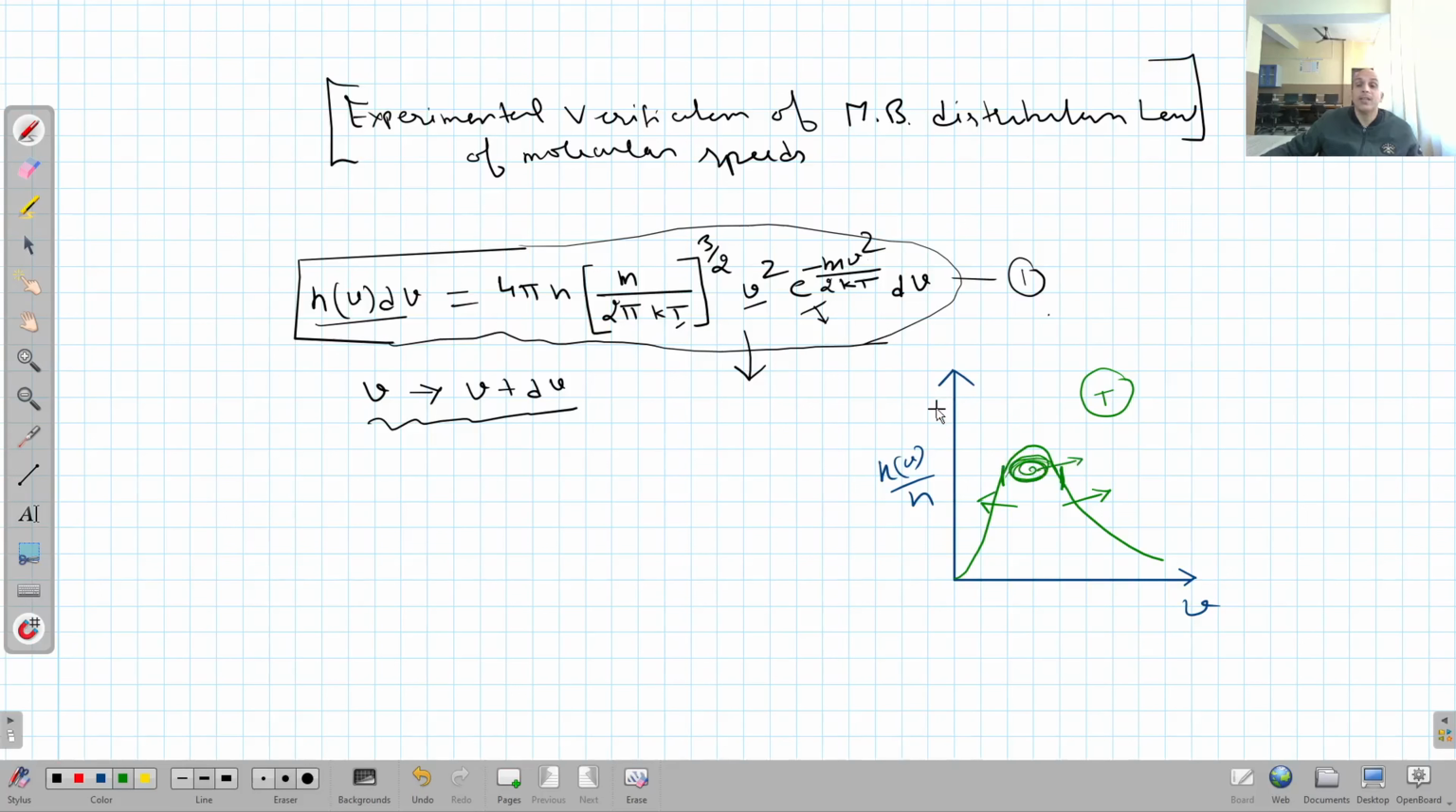We have also found the expression for v rms, v average. Clear? And v most probable. Most probable means the velocity possessed by most of the gas molecules, right. Now there was a need to experimentally verify all these things. So several experiments were performed to verify all these equations and theoretical predictions.